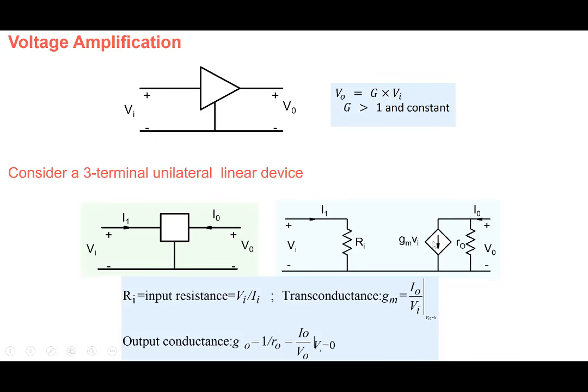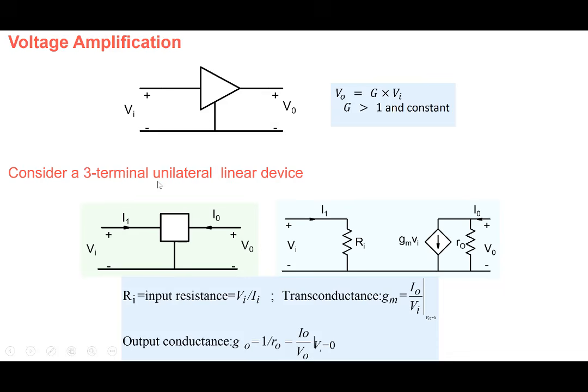But this component of the current I0 equals GM Vi, so it depends on the input voltage here, and that's why we call it the transconductance. Note that its units are those of conductance because it relates current to voltage, but because the voltage is applied across a different pair of terminals, we call it a transconductance. So GM is transconductance, R0 is output resistance or output conductance, and Ri is input resistance here.